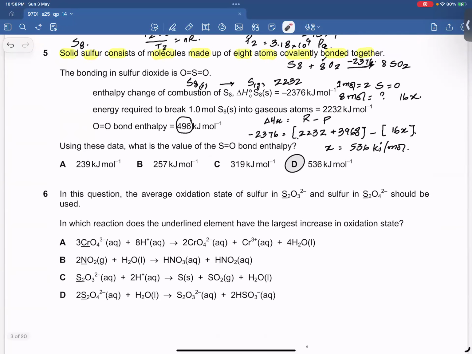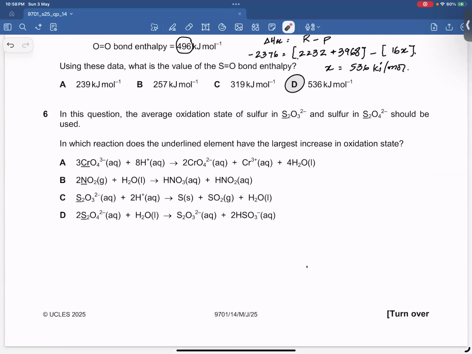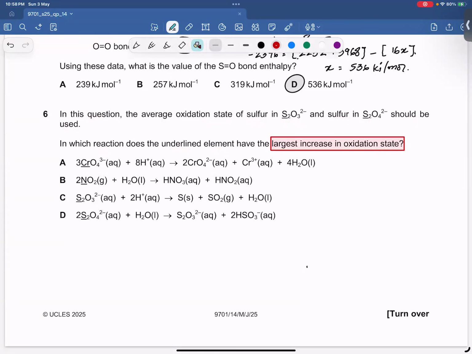Question number 6. In this question, the average oxidation state of sulfur in S2O3 and S2O4 2- should be used. In this reaction, which underlined element has the largest increase in oxidation state? So the examiner is looking for the largest increase in oxidation state, which means the examiner is looking for the oxidation part, not the reduction part.